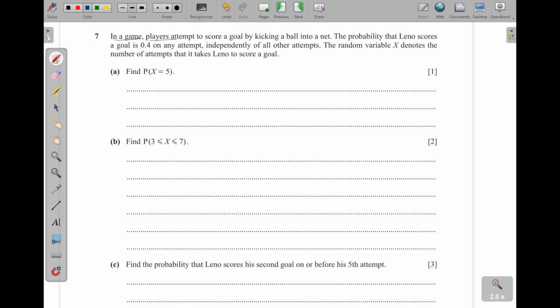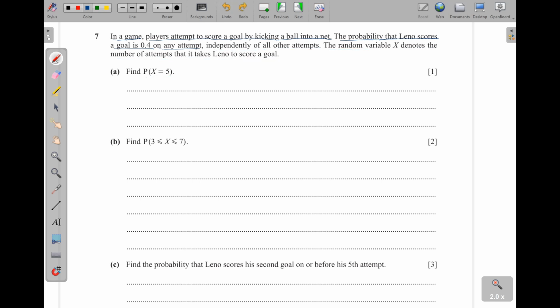Question 7. In a game, players attempt to score a goal by kicking a ball into the net. The probability that Leno scores a goal is 0.4 on any attempt, independently of all other attempts. That means it can either be a geometric or a binomial. So the random variable X denotes the number of attempts that it takes Leno to score a goal. Okay, then as in part A, find probability of X is equal to 5.